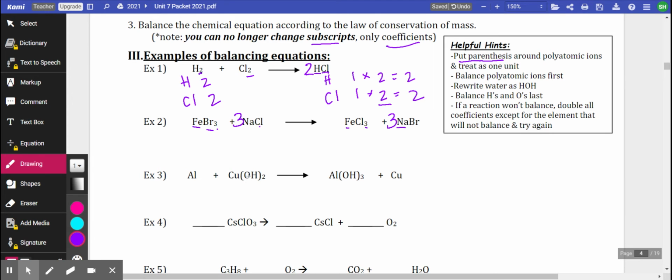So I can see in example 3, I have hydroxide here on the left and hydroxide on the right. So I'm going to go ahead and take care of that first. So I have a 2 here and a 3 here.